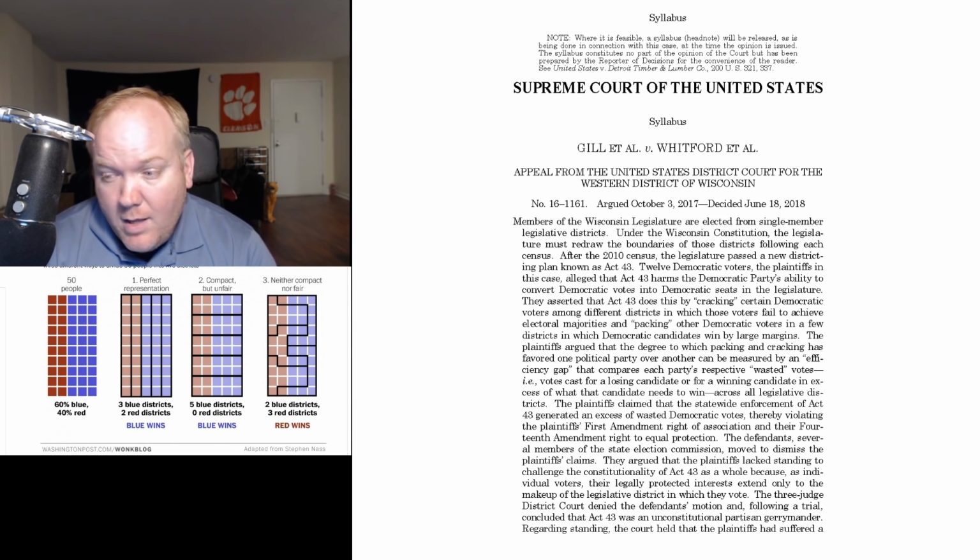So maybe that's this wasted vote standard that they came up with. Maybe not, but that was the problem in the prior cases where they refused to overturn things based on party affiliation, where they refused to say this was a partisan improper thing.